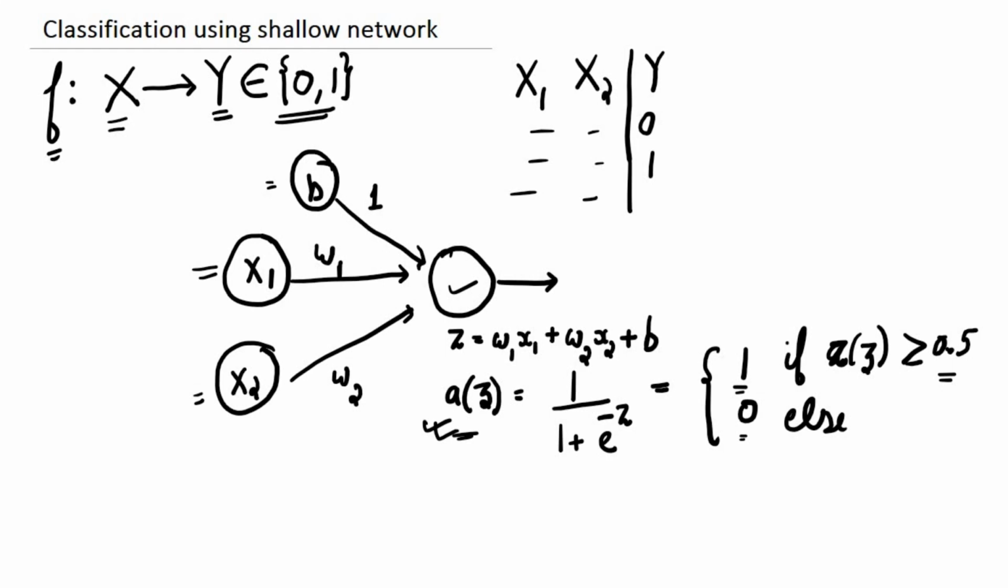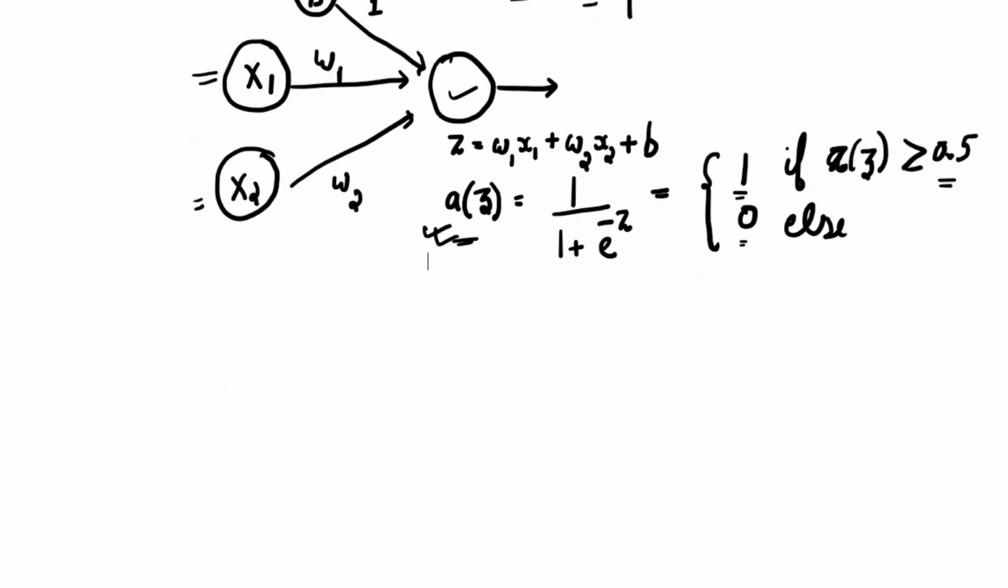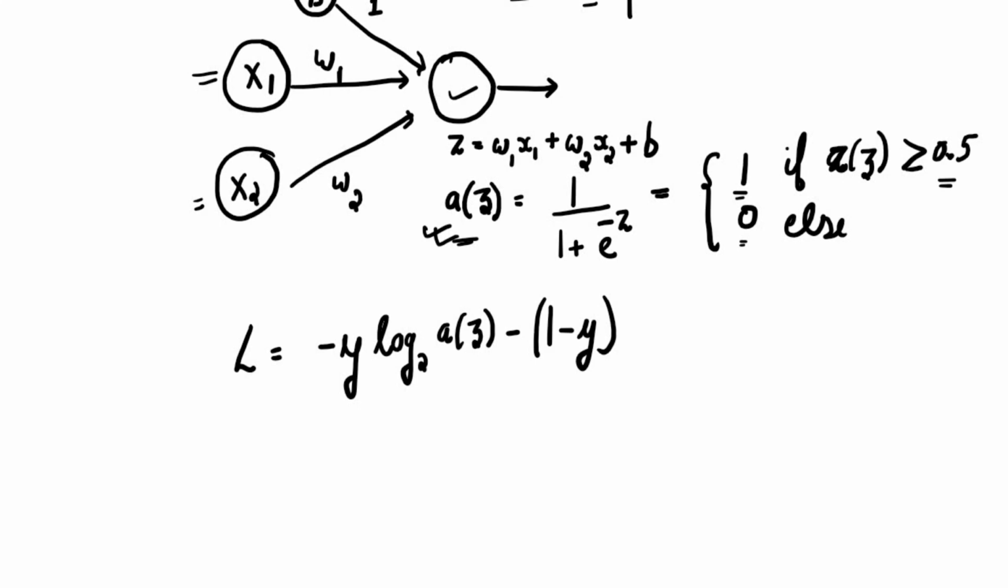Just to give a hint, this is how the cross entropy loss function is going to look. It is going to be minus of y log to the base 2 of a(z) minus (1 minus y) log of (1 minus a(z)). You can also use a natural log as well, but I am using the log to the base 2 because this is what is there in most of the theoretical literature.